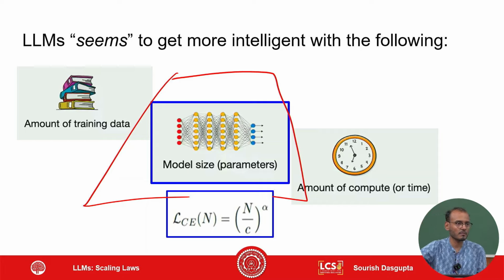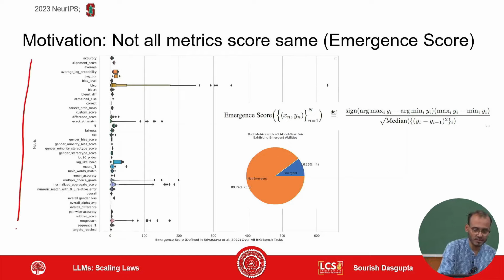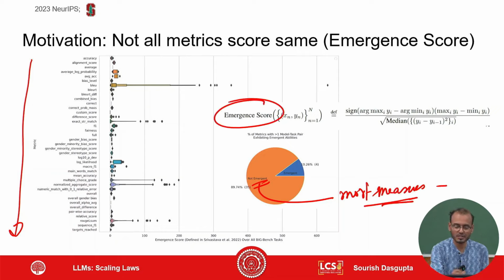The power laws come only because of the spike, right? So let's look at that spike. What they first saw was that for most of the measures, they are not emergent. From an emergence score point of view, most measures are not even showing the emergence. It's only a few of the measures that are actually showing that spike.